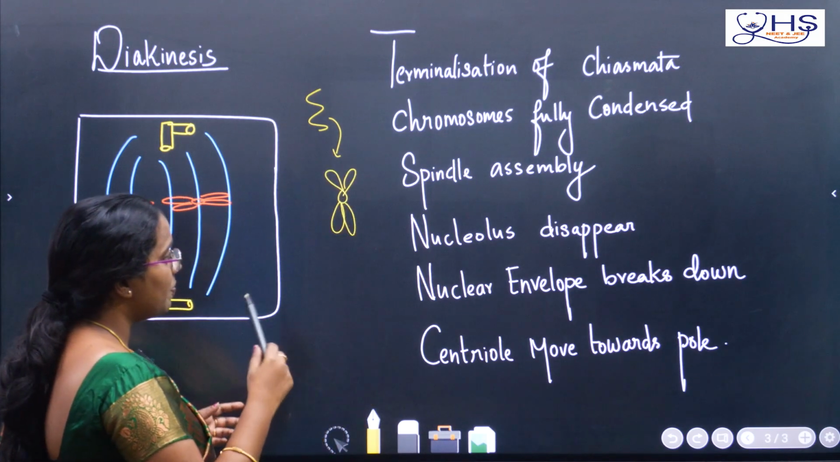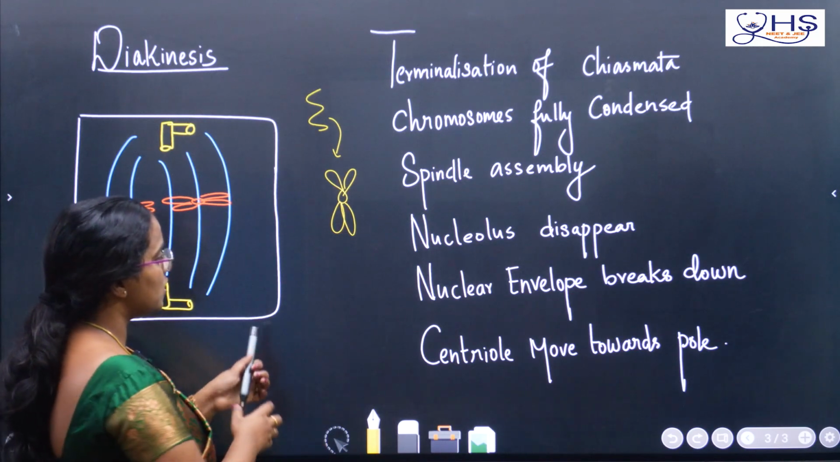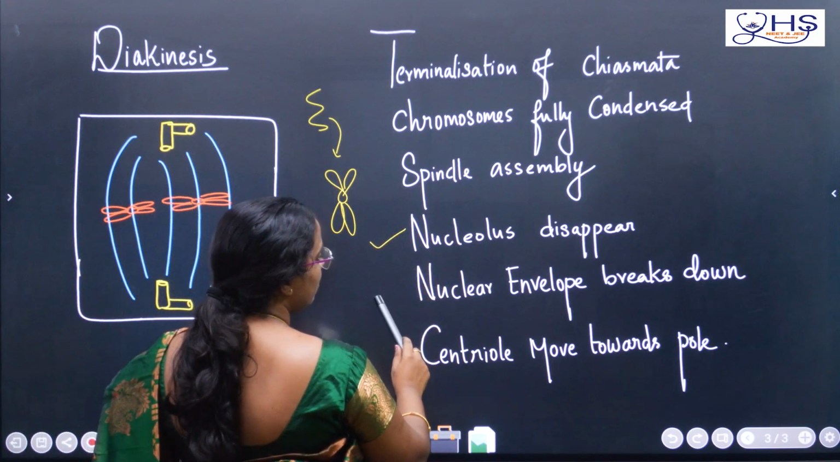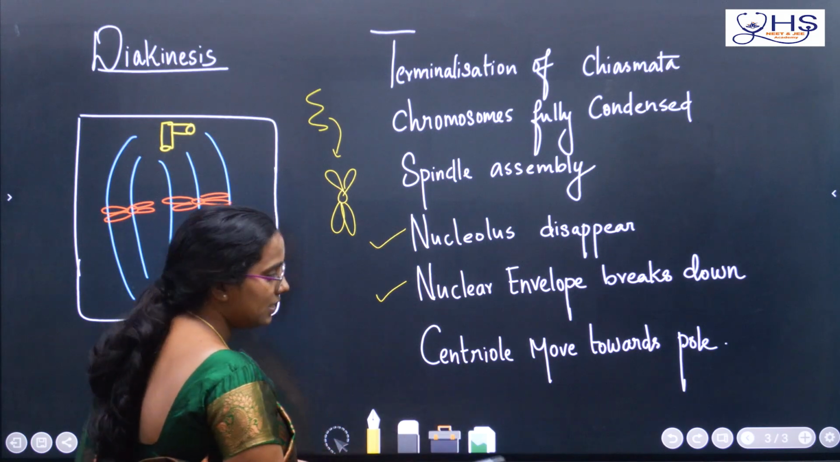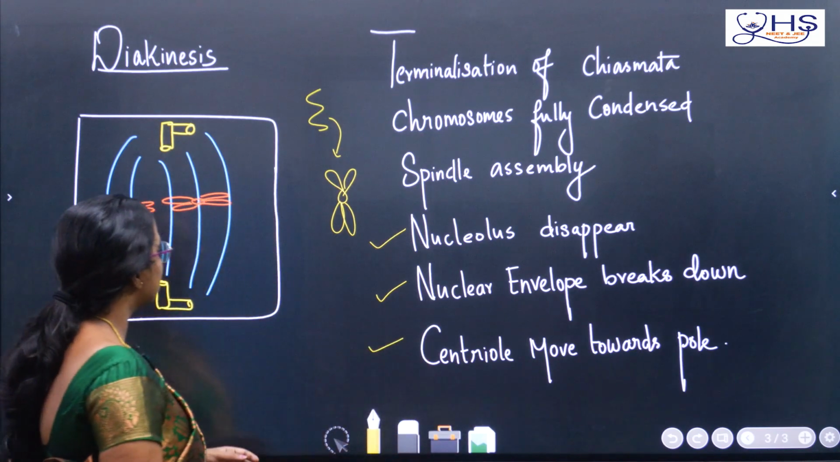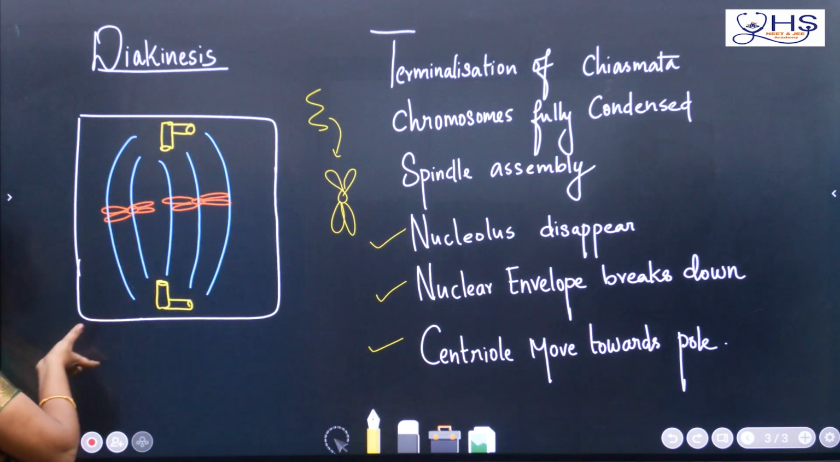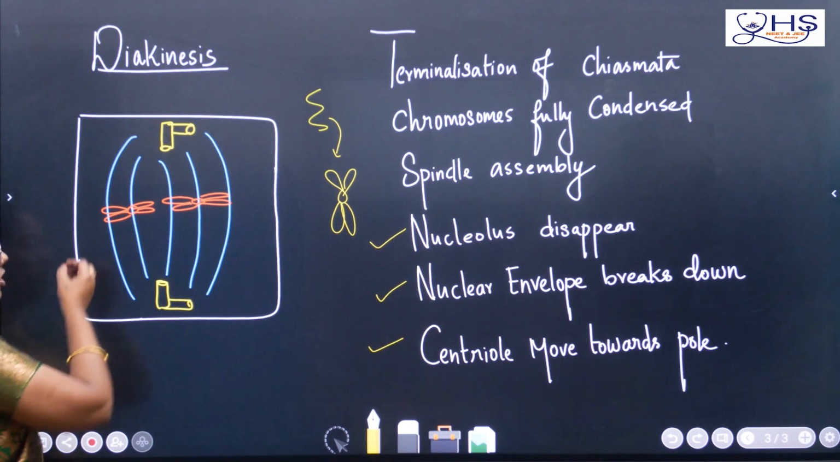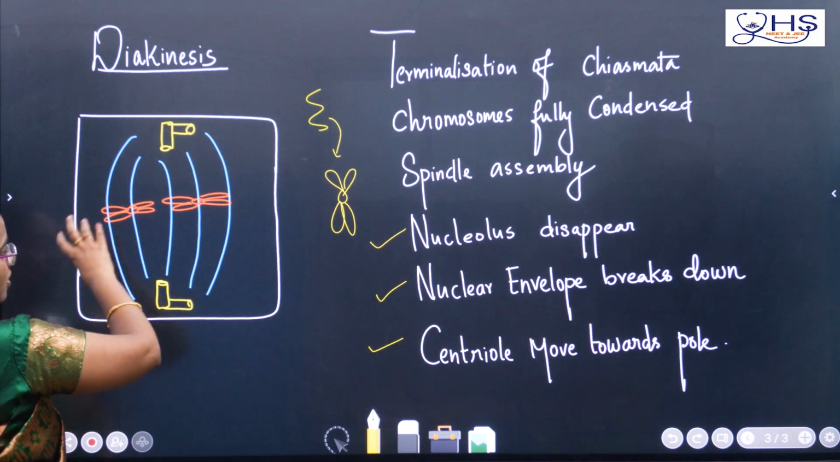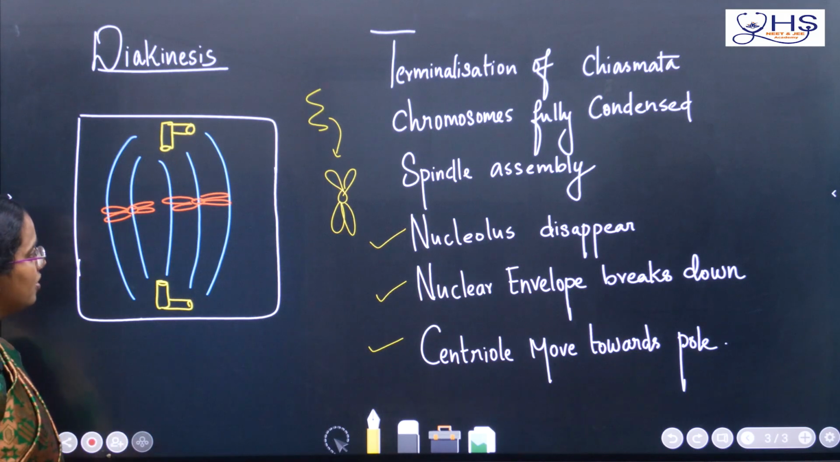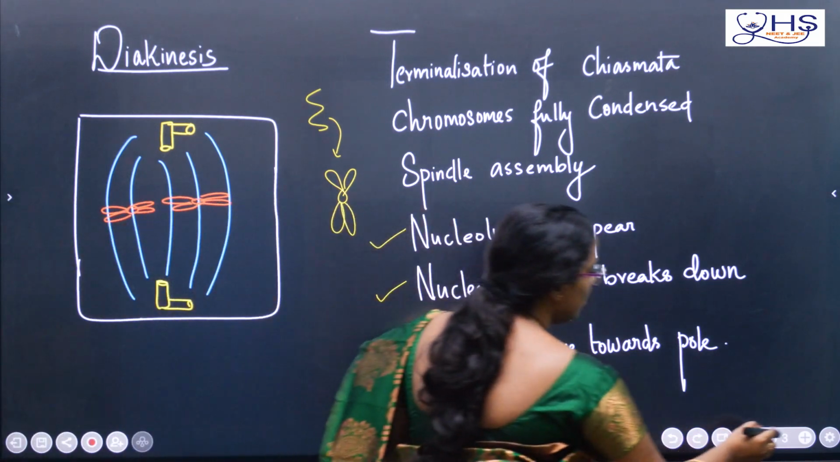Okay, next is spindle assembly. Now only the actual prophase you can see. Nucleolus disappears, nuclear envelope breaks down, and centrioles move towards the poles. So you can see the late prophase figure here. Okay, so the spindle fibers are formed, and the spindle fibers are going to attach to the kinetochore of the chromosomes.